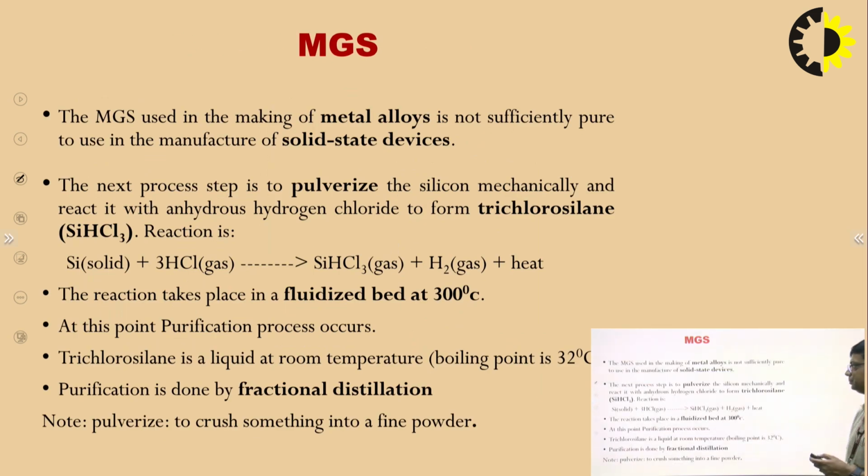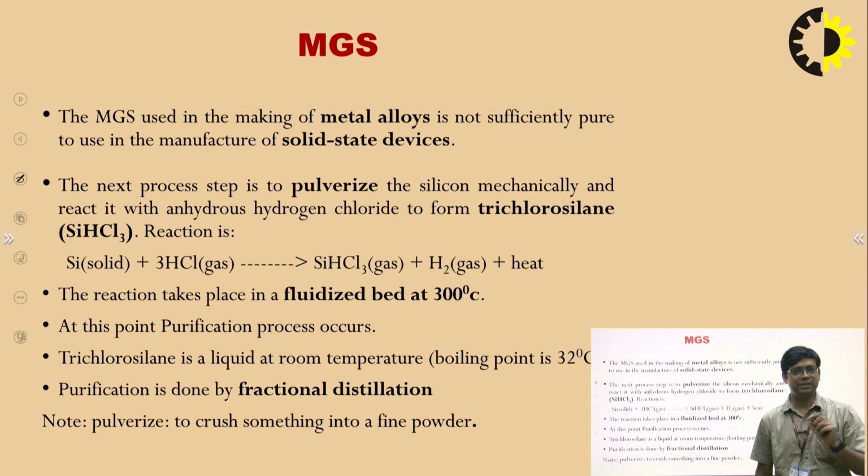Next step, the MGS which is produced in this previous step has a purity of 98%, and this MGS is not good enough to be used in semiconductor materials directly, so it needs to be further processed to get the electronic grade silicon. So our next step is to get EGS from MGS.